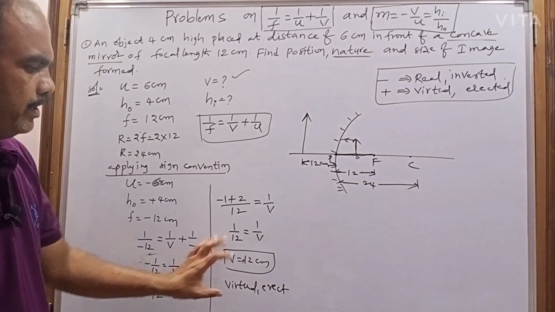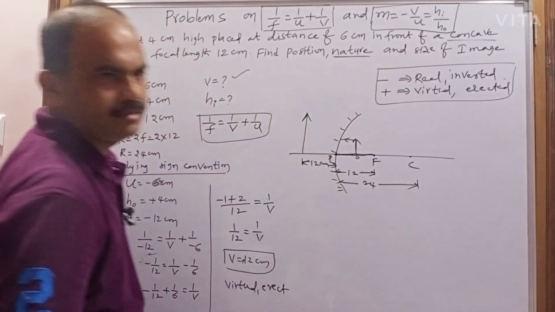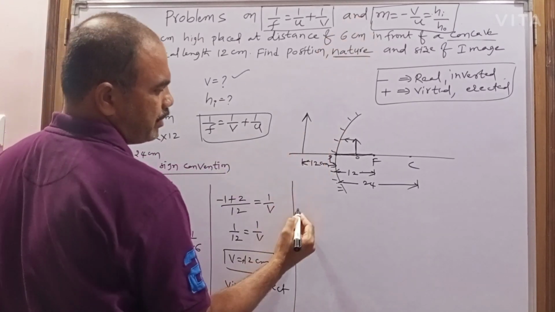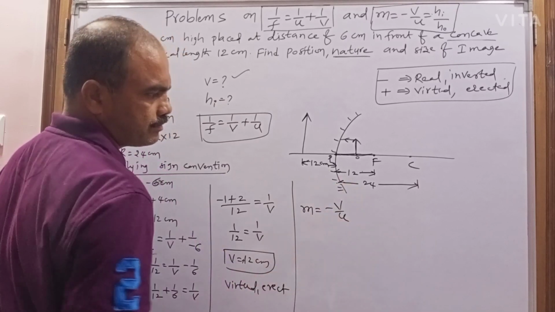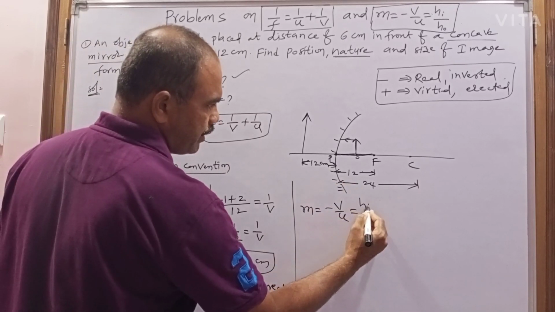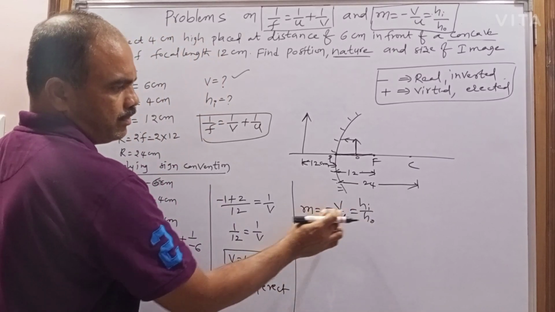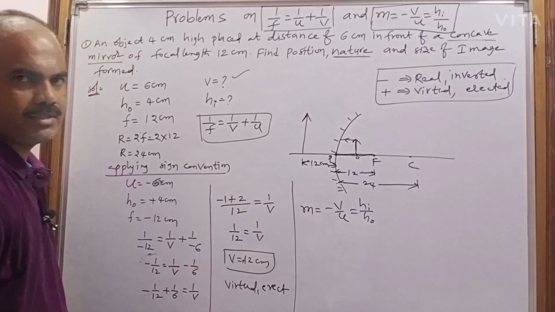So now you know the image distance. Now how can you find the size? To find the size, you have to use the magnification formula. What is the magnification? M equal to minus V by U, equal to height of the image by height of the object. But to find the height of the image, you have to find the magnification first of all.